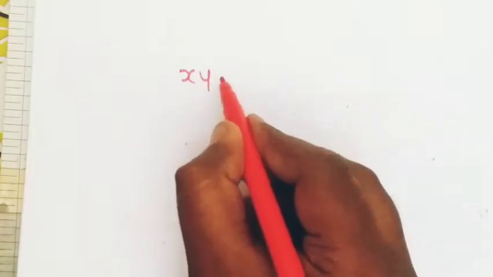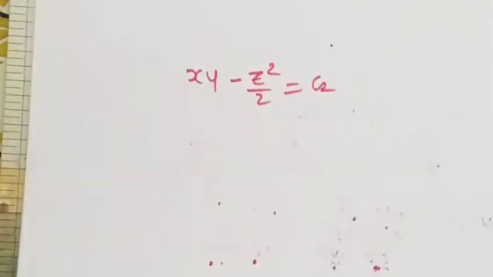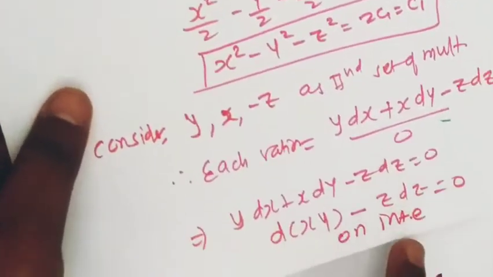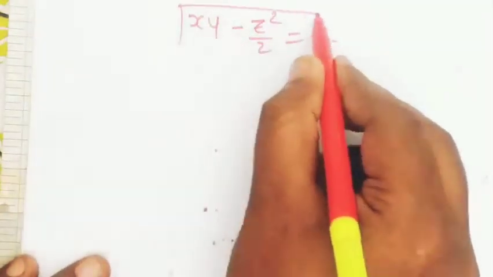we get the integration of d of xy. The d will get cancelled, so we'll have xy, and with respect to z, z square by 2 equal to constant c2. Z's integration is z square by 2. So this will be the second relation that you'll get.